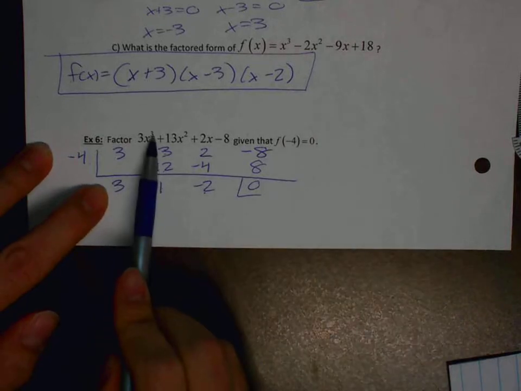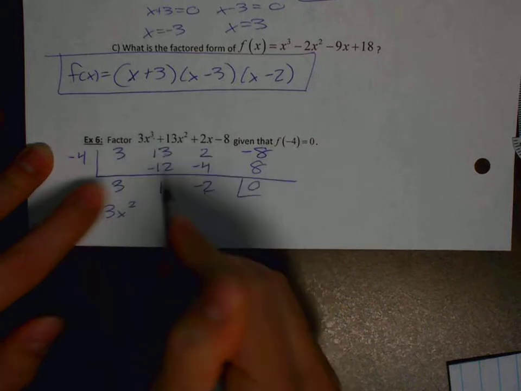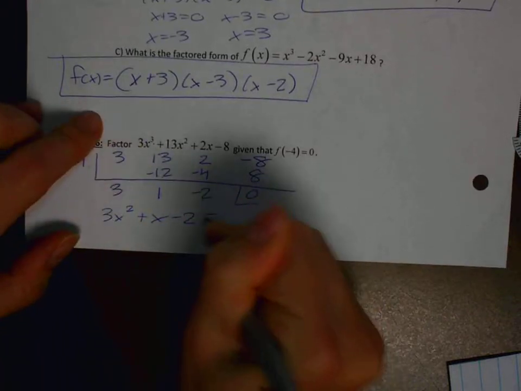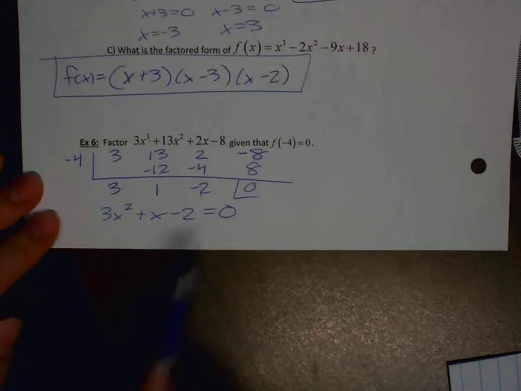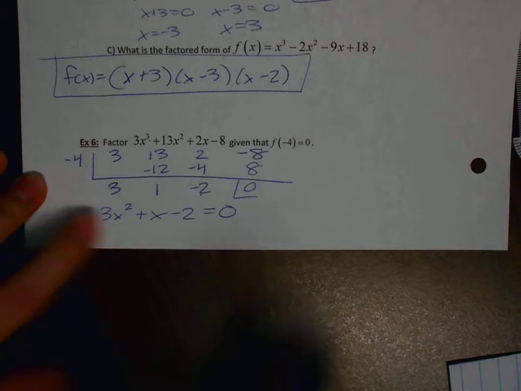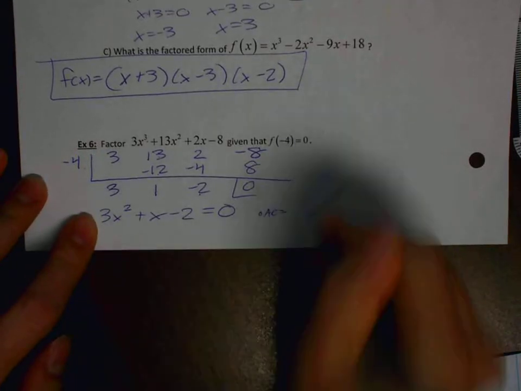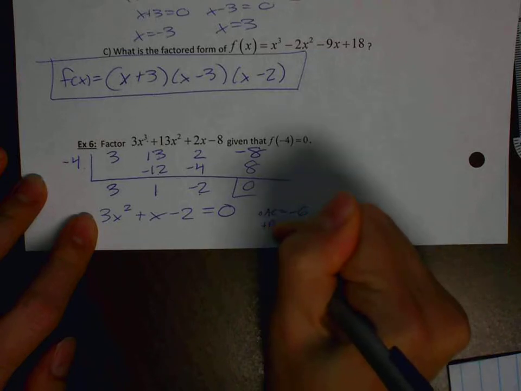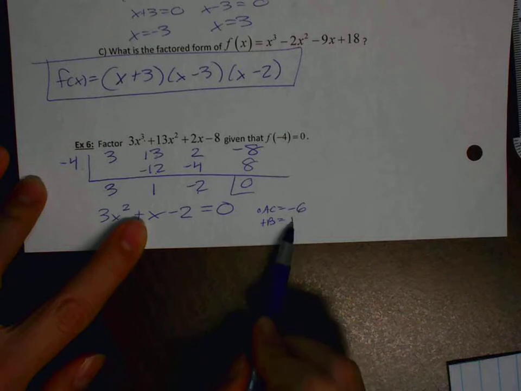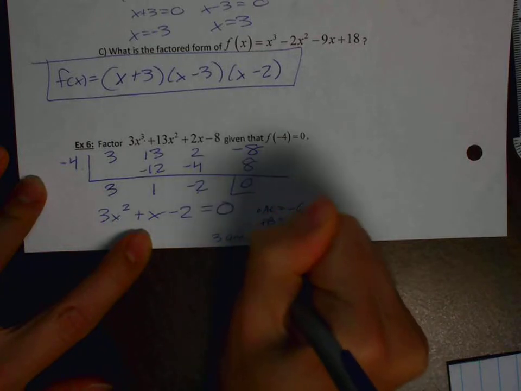I started with x to the third. That means that this is the coefficient of an x squared term. This is x, and this is our constant. So to factor this, I have a quadratic where a is not 1. When I multiply AC together, I get 3 times -2, which is -6, and b is 1. So I'm looking for two numbers that multiply to be -6 and add up to be 1. Those numbers are 3 and -2.